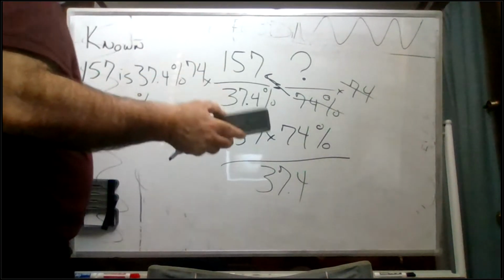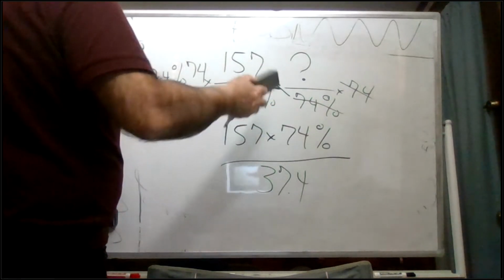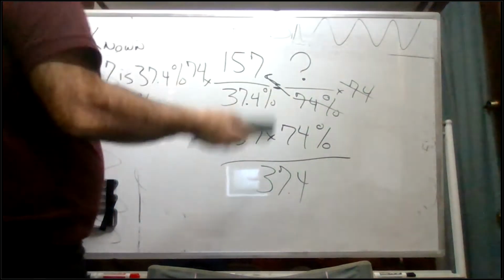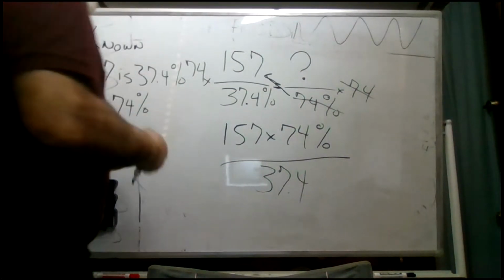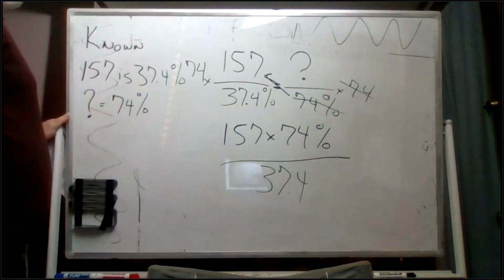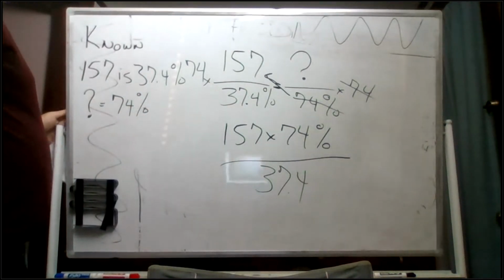Now, when I set up a ratio, I always do it this way. I put the unknown on the right-hand side in the numerator. I don't know why. That's just me. It always works out that way. That's how I do that.